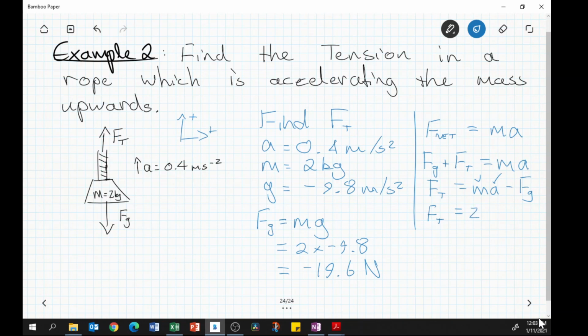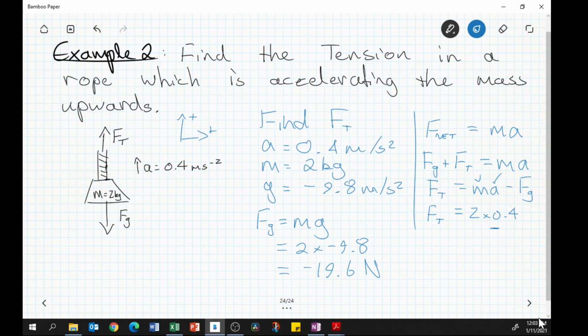which is just 2, times by acceleration, which is 0.4, and we need to subtract, sorry about my poor laying out of my problem here, try and squeeze it onto one line if you can, please. We need to subtract our force of gravity. What is our force of gravity? Does the negative matter here?